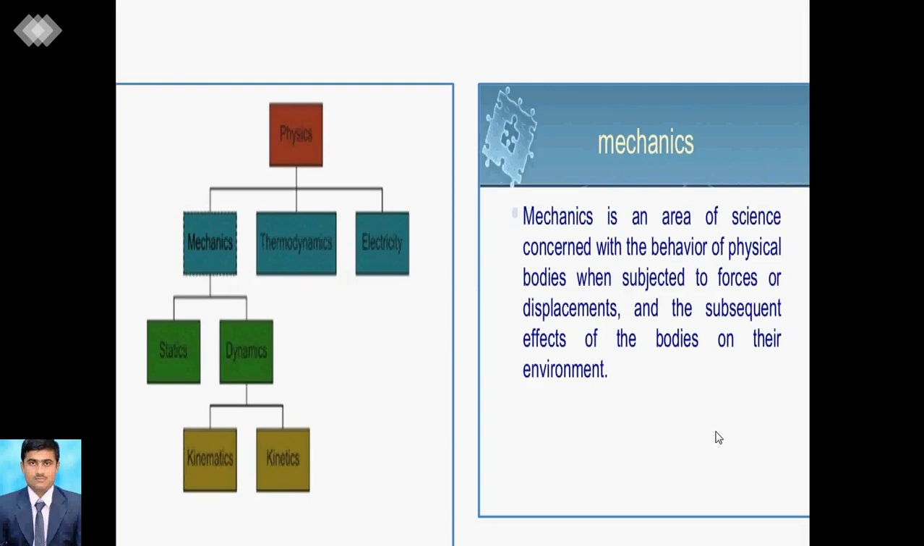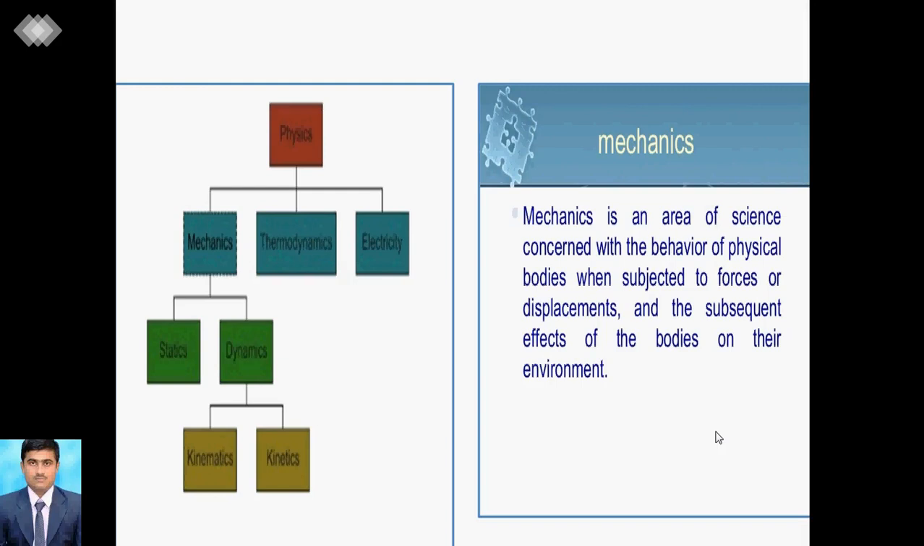So we know that physics is a branch of science which concerns the nature and properties of matter. The subject of matter includes mechanics, thermodynamics, electricity, heat, radiation, sound, and magnetism. Now we focus on mechanics. Mechanics is an area which concerns the behavior of physical bodies when subjected to forces or displacements, and the subsequent effect of the bodies on their environment.